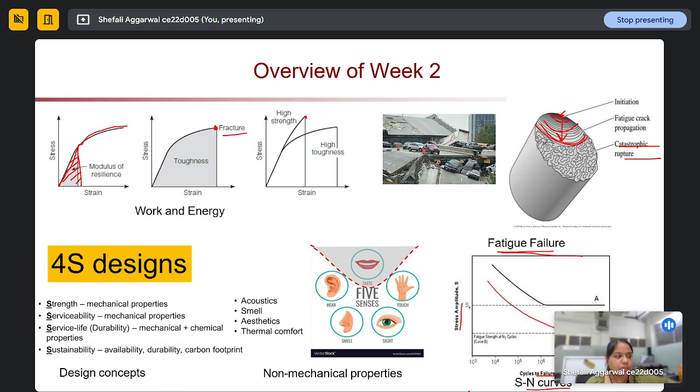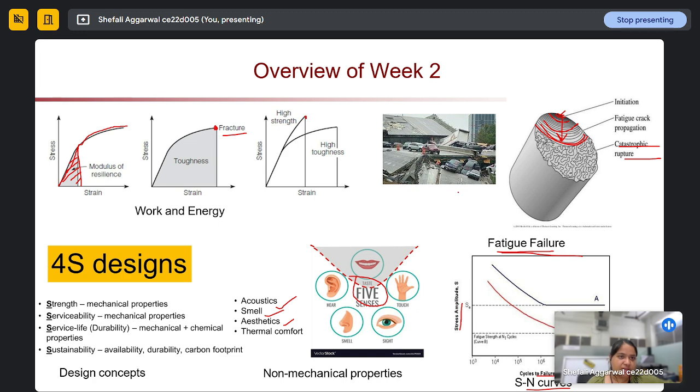Other things are the non-mechanical properties. Mainly, non-mechanical properties are affected by the five senses of the human body. If we distribute it, it will be acoustic: sound insulation, sound control, sound absorption, noise barriers. Then smell: the smell of paints, woods, and different materials you are using should not be bad. Next thing is aesthetics. Any structure, whether it's a home, bridge, or building, should look aesthetically good or beautiful.